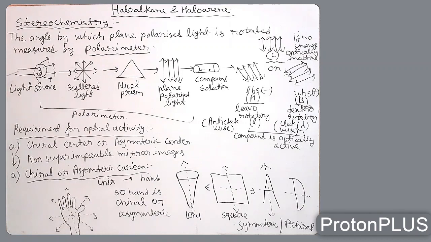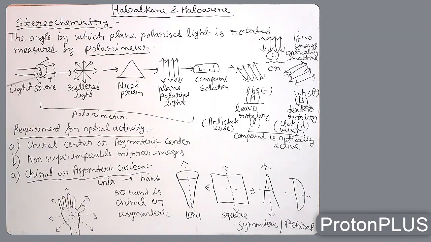This polarimeter is shown in this slide. As per this ray diagram, we have first taken a light source by which a scattered beam of light is generated. When this light is passed through the Nicol prism, the Nicol prism converts the scattered light into plane polarized light. Now this plane polarized light is passed through the solution in which our compound is present, for which we have to measure optical activity and rotational angle.